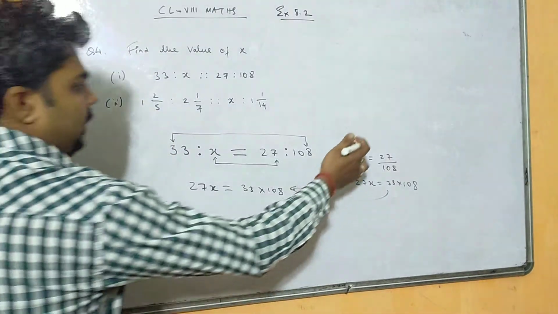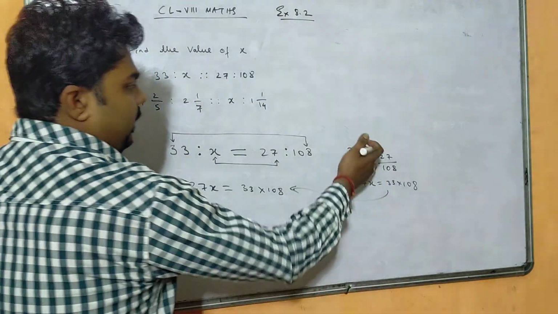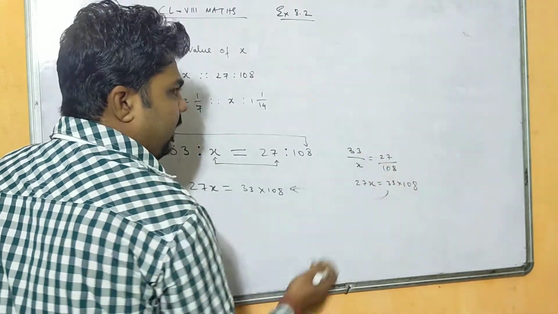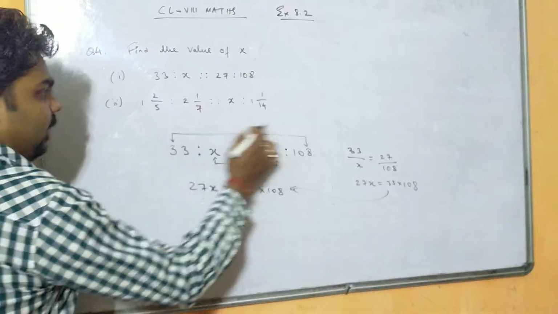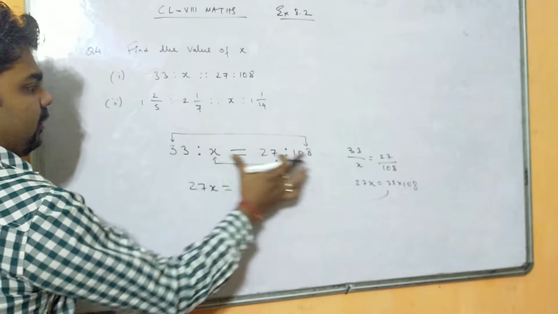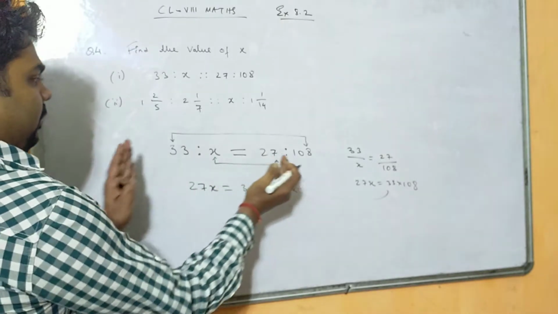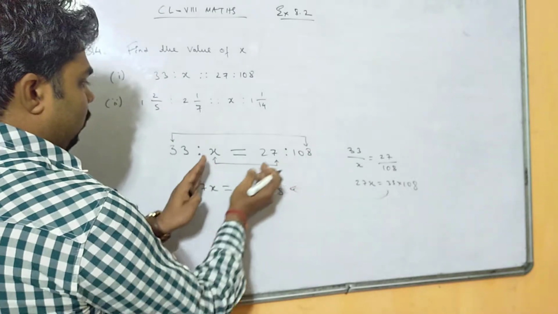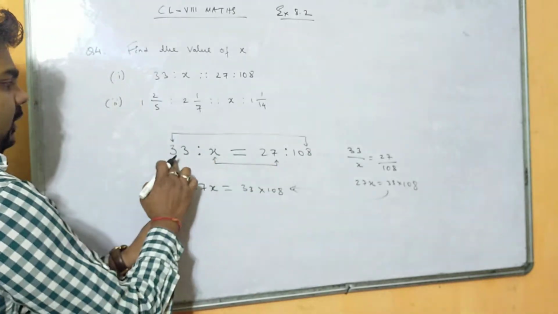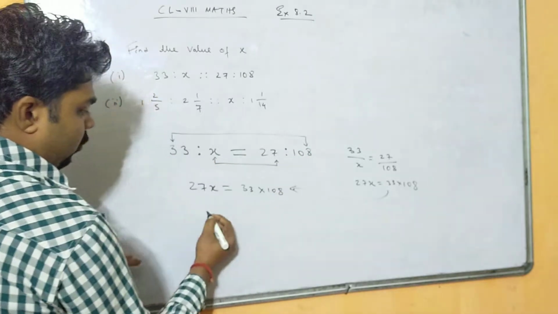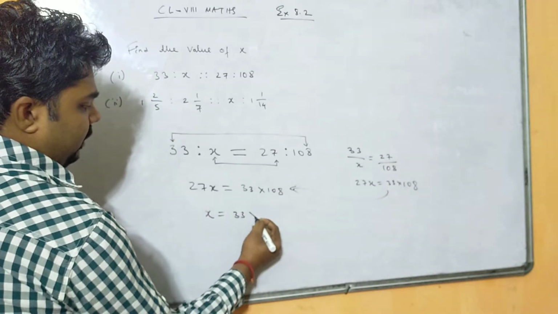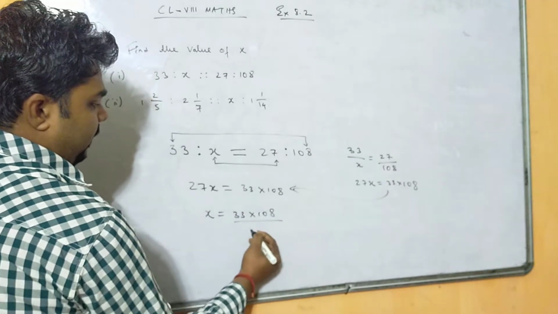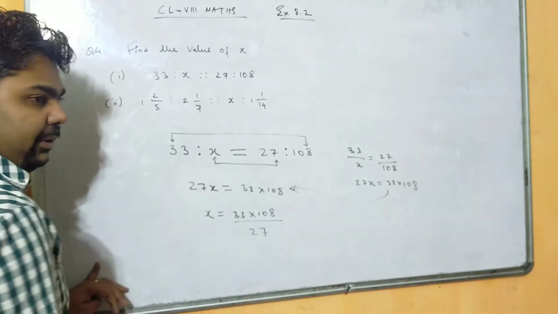You can write in this form and then cross multiply, or you can make an arrow and show which terms you are multiplying. Here we are multiplying the extreme numbers and mean numbers. So 27 into x, 27x, equals 33 into 108. So what will be x? x will be 33 into 108 divided by 27. 27 will be coming down.